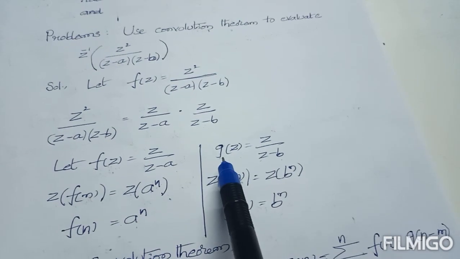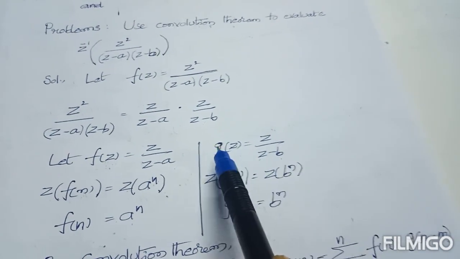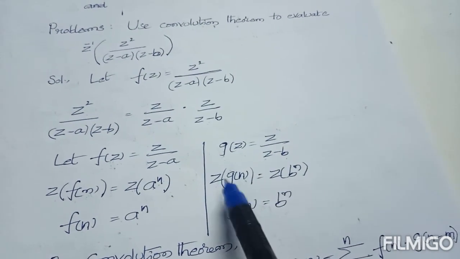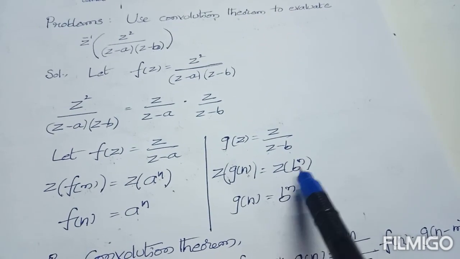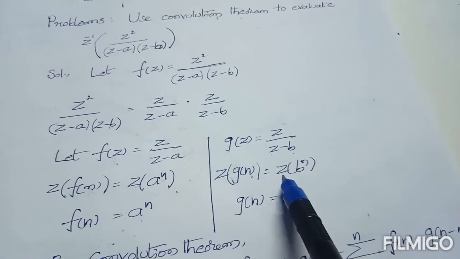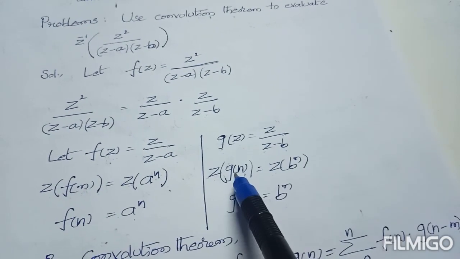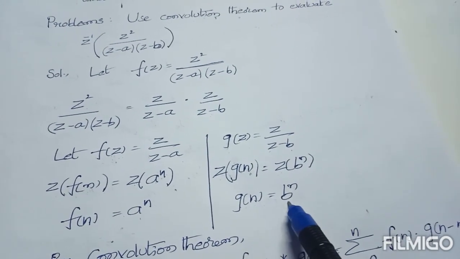Next, similarly, the second function is G of z equals z by z minus b. G of z is also written as the z transform of g of n. Z by z minus b is the formula for the z transform of b to the power n. On both sides there is a z transform operator. By cancellation, only the function g of n remains: g of n equals b to the power n.